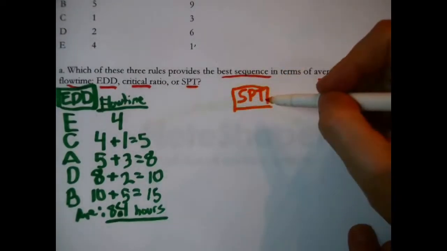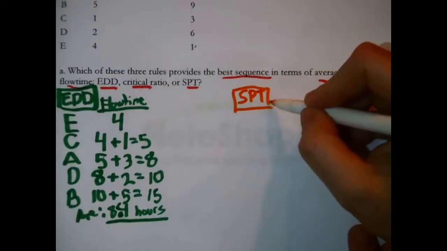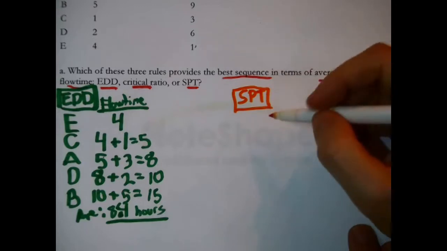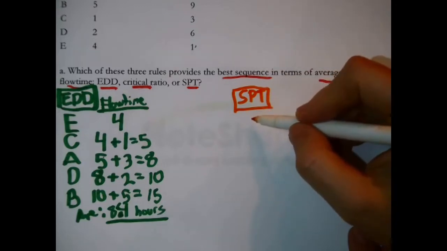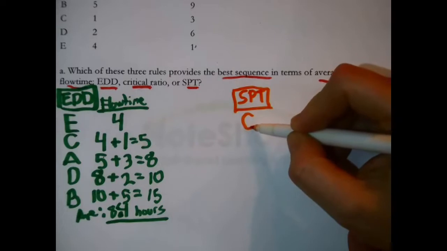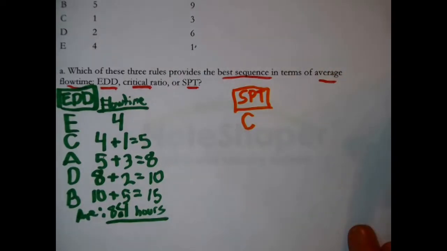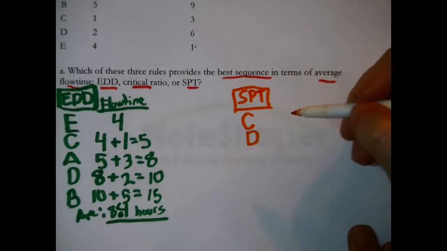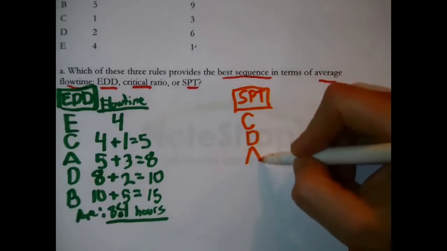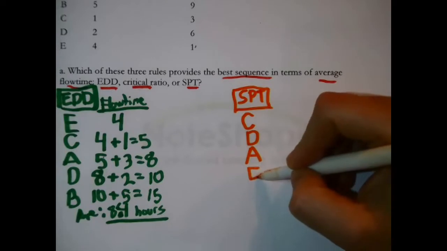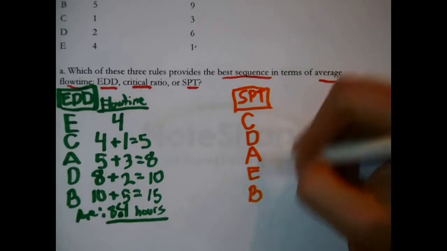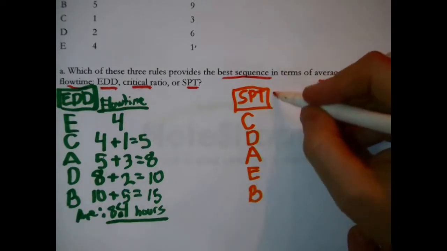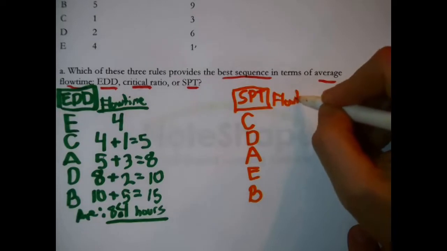Okay, shortest processing time. First, generate the sequence. This time we're going to sort on the processing time itself. Who's the shortest job? Well, I'm looking at the data and I see that C is only 1 hour. C goes to the front of the sequence. Then I see that D is only 2 hours, so it's next, and then A, and then E, and then B. This is the sequence. Okay, now what are the flow times?